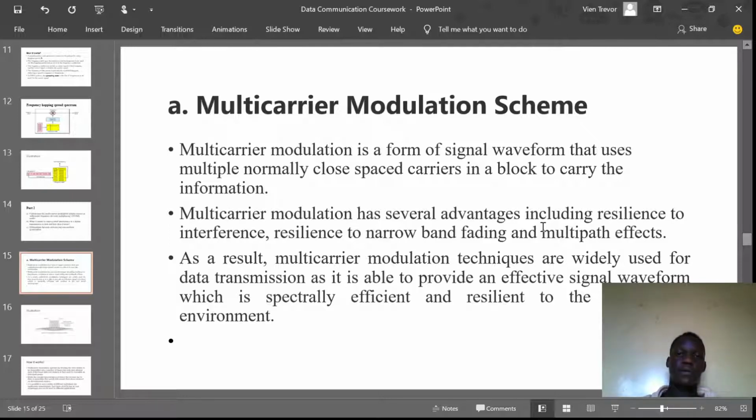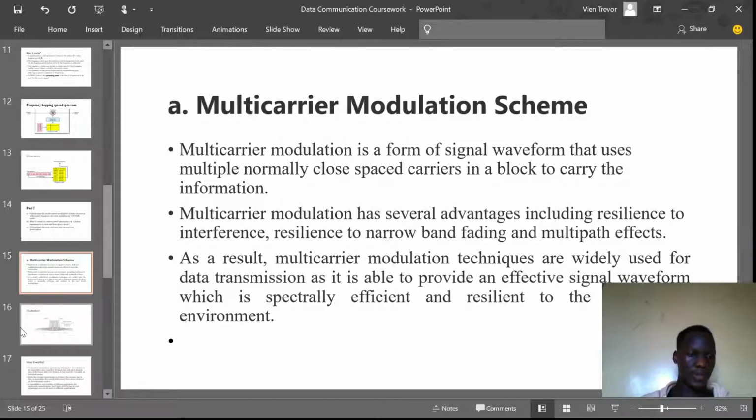In this multi-carrier modulation, we use the principle of transmitting data by dividing the stream into several bit streams, each of which has a lower data rate. Multi-carrier modulation has several advantages, including resilience to interference, resilience to narrowband fading, and multipath effects. As a result, multi-carrier modulation techniques are widely used for data transmission, as it is able to provide an effective signal waveform which is spectrally efficient and resilient to the real world.